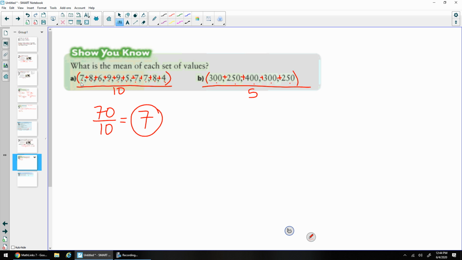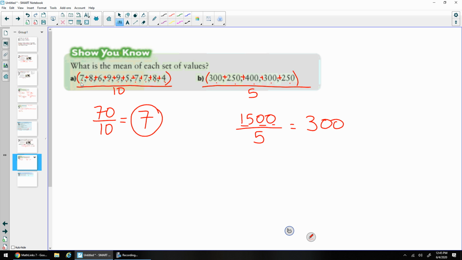300 plus 250 is 550, plus 400 is 950, plus 300 is 1,250, plus 250 is 1,500. I believe I did that all correctly, and I'm dividing that by 5. Okay, well, 15 divided by 5 is equal to 3. Then I just keep these 2 zeros in. So my answer would be 300.